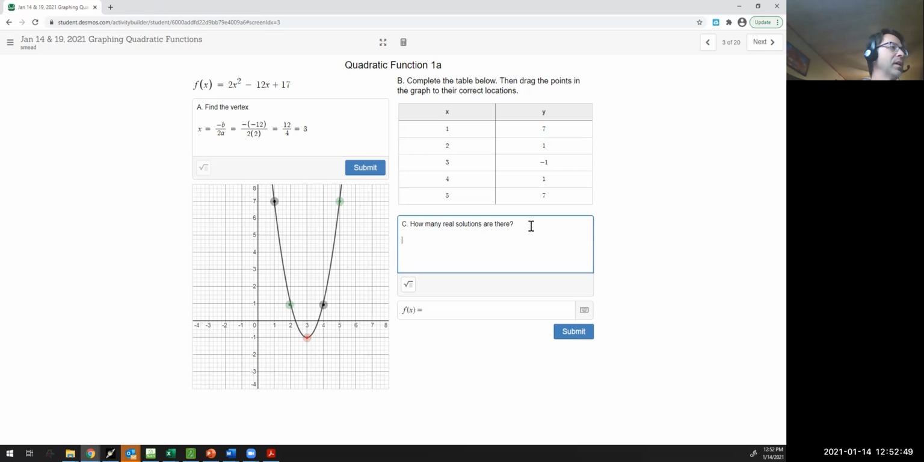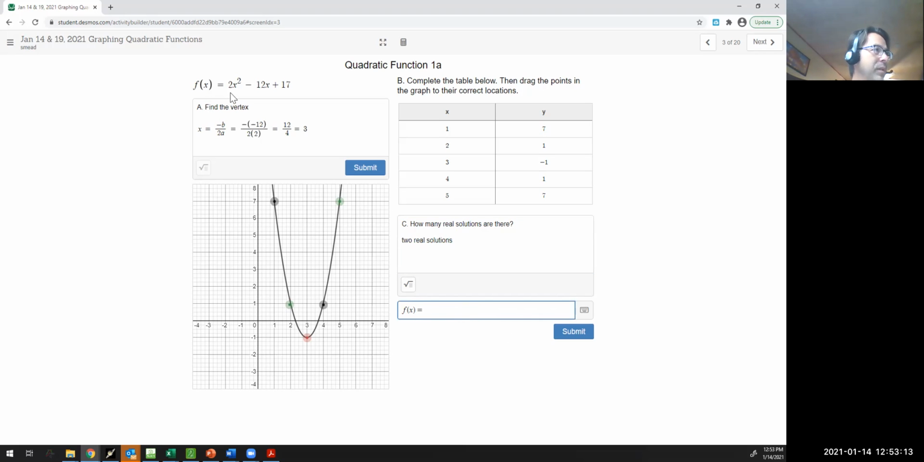How many real solutions are there? If it crosses the x-axis, those are considered real solutions. So how many times does it cross or touch the x-axis? Twice. So there are 2 real solutions. And then here, this is just a check button.